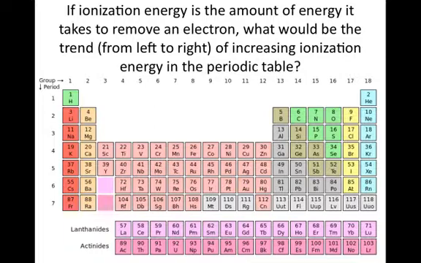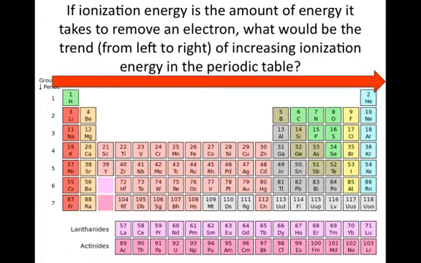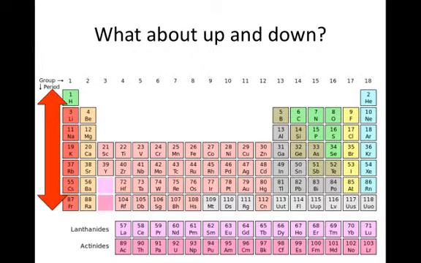It makes sense if you know how protons and electrons work. If you know certain particular rules about how atoms and elements work, knowing the trends is easy. You can figure them out on your own. So, you increase ionization energy from left to right. What about up and down?